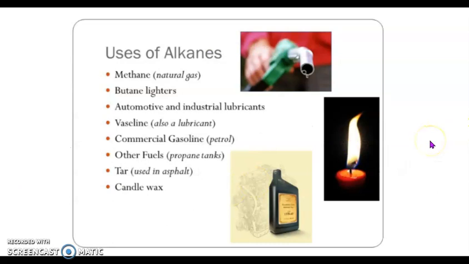And then here are a few uses of alkanes. Methane is a natural gas. It is produced naturally in the ground. It's also produced by cows. Methane obviously can be lit and it can be used as a fuel. There's butane in lighters, fuels, Vaseline, commercial gasoline, and petrol. So alkanes have many uses.